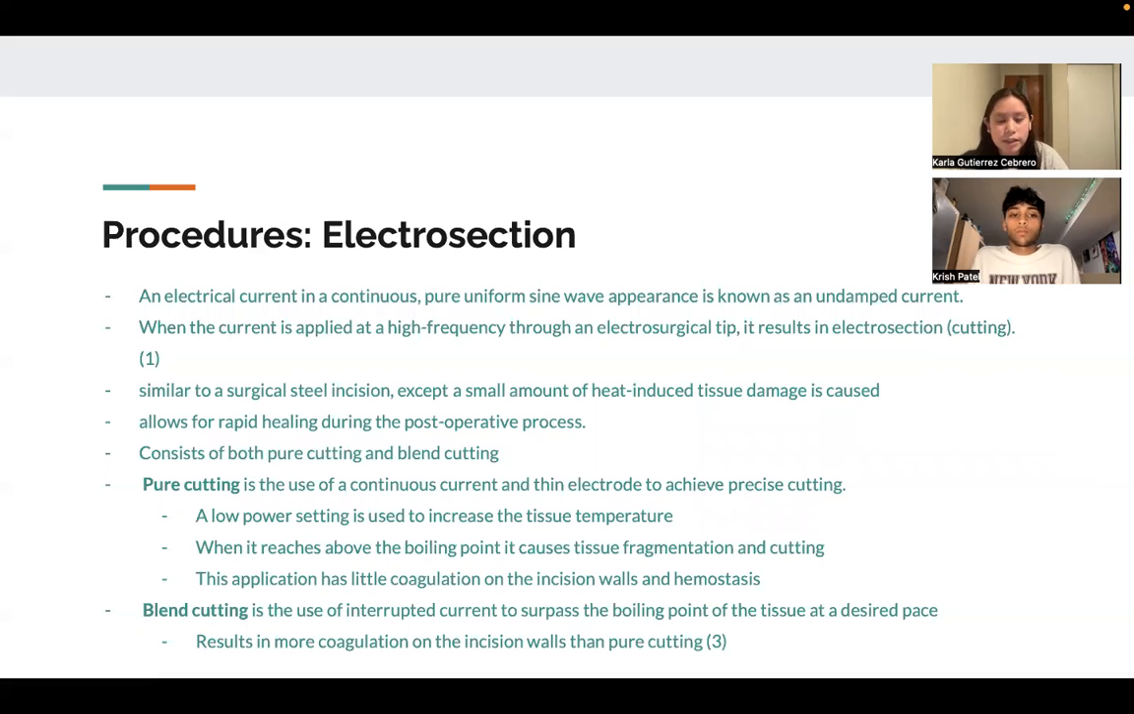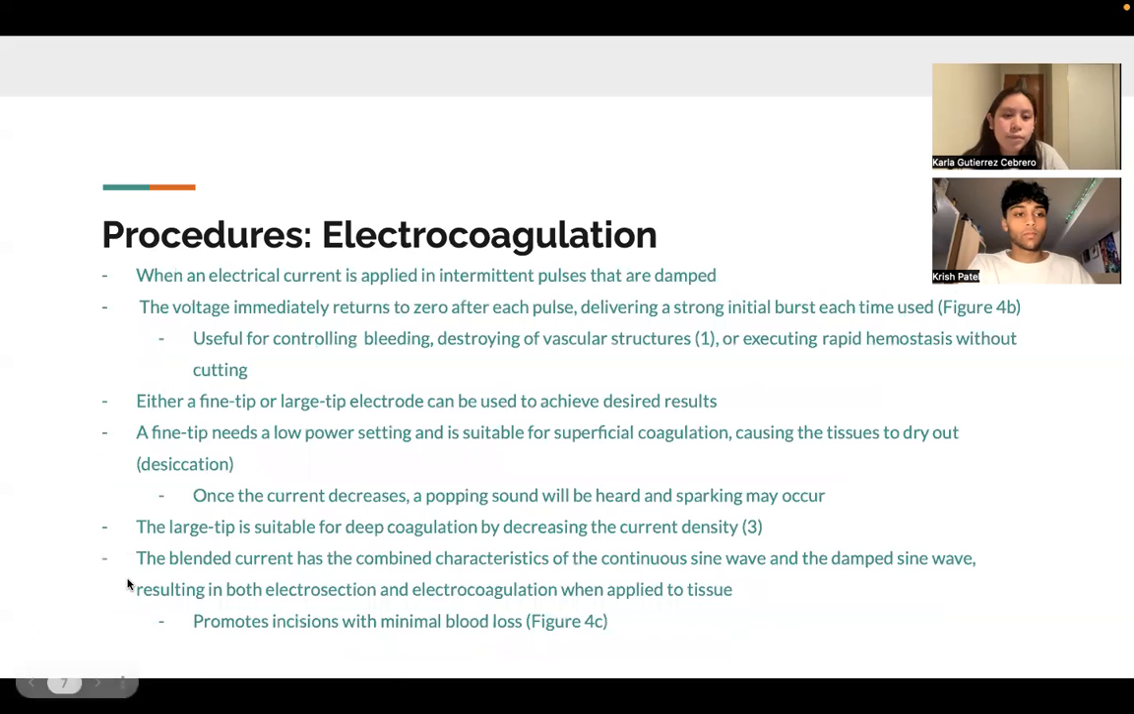Pure cutting is the use of the continuous current and a thin electrode to achieve precise cutting. A low power setting is used to increase the tissue temperature. When it reaches above the boiling point, though, it does cause tissue fragmentation and cutting. And then the application has little coagulation on the incision walls and hemostasis. Blend cutting, on the other hand, is the use of interrupted current to surpass the boiling point of the tissue at a desired pace. And this does result in more coagulation on the incision walls than pure cutting.